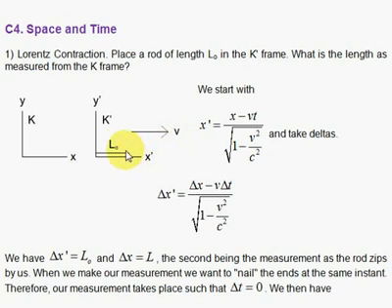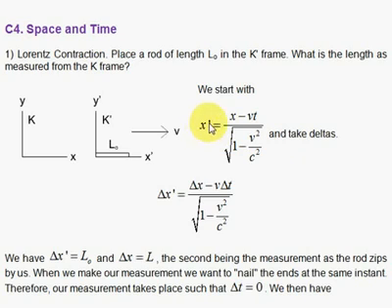And we're going to place a rod in the moving frame, and we're going to call that L sub 0 because that is the length of the rod in its own frame. And that's called the proper length of the rod. And then we're going to see what we measure in the laboratory frame as we watch this L naught zip by at speed v. Well, we start with our Lorentz transformation.